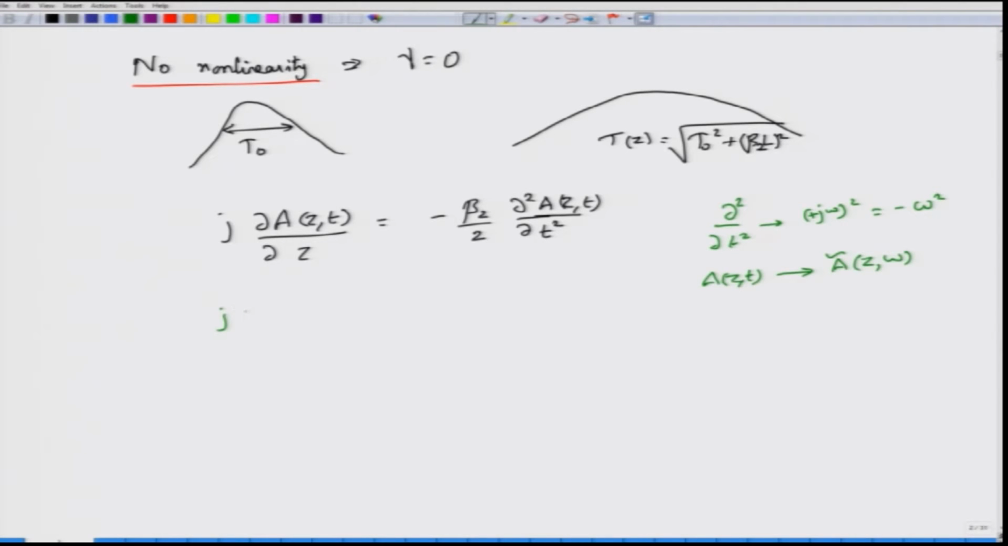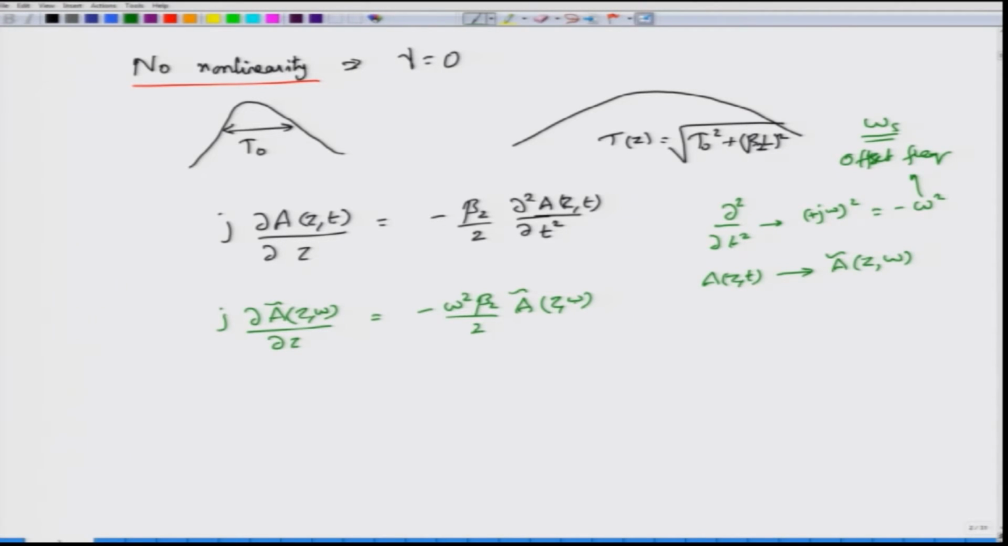So, what you get is j del A of z omega divided by del z. There is no change here with respect to the variable z, but things become interesting here. Now, you get minus omega square beta 2 by 2, but again you have to remember that this omega is actually the offset frequency. It is the frequency difference between the carrier or central frequency omega s and the frequency that you are looking at. So, it is the offset frequency, as we discussed, that you have to look at. Here I have A of z omega.